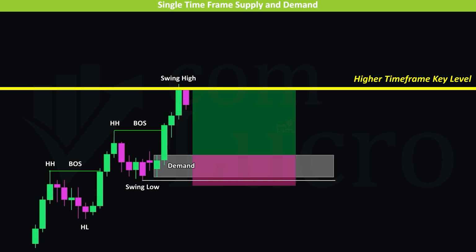Now consider the opposite situation. If price has just tapped into a strong higher time frame resistance area with clear reversal potential, taking a buy trade becomes much riskier. In that environment, it is usually wiser to wait for confirmation, or shift your focus to possible selling opportunities instead of forcing a long position.